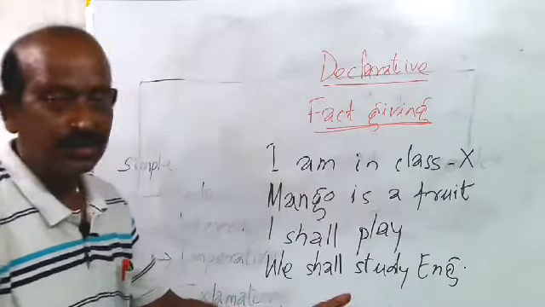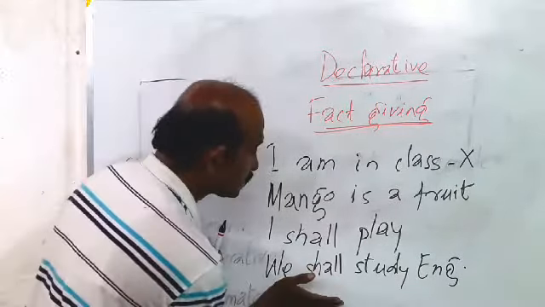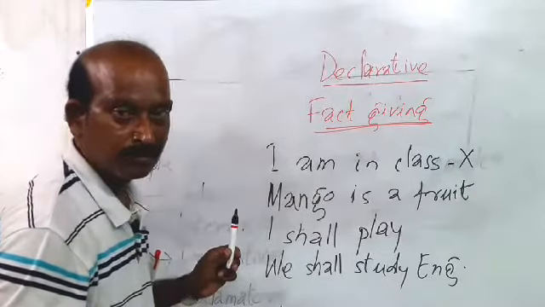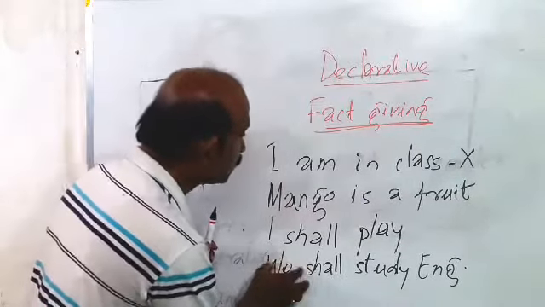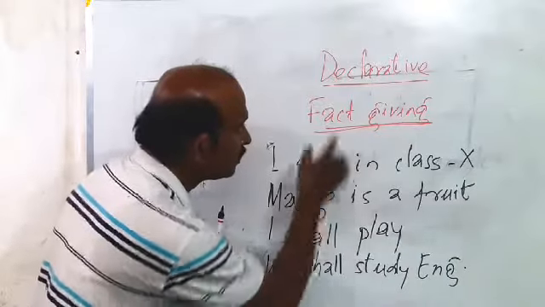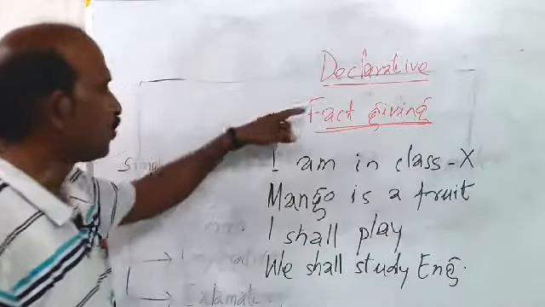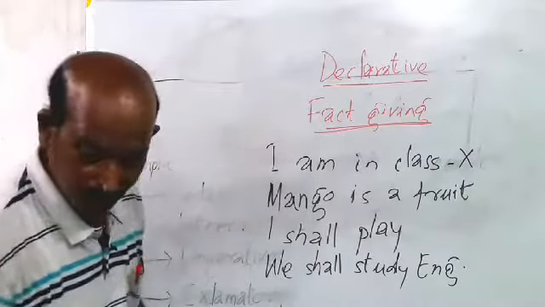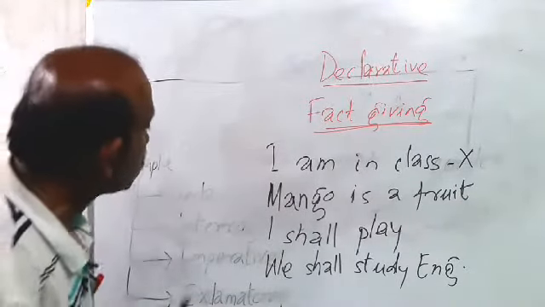We shall study English. This sentence also gives the opinion about a group of persons, that means we. That is a group of persons, we. So these are called declarative sentences. That means when any sentence gives any fact or gives any opinion. Follow. These two sentences are fact giving.